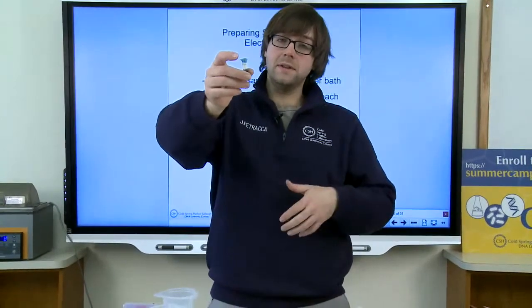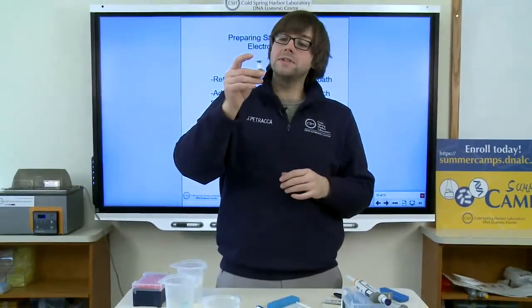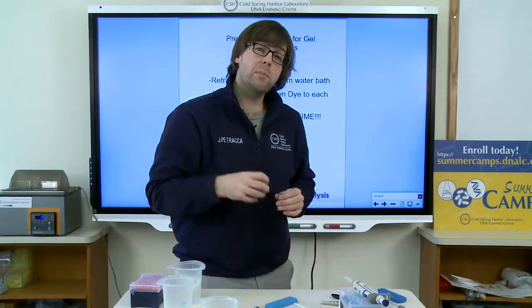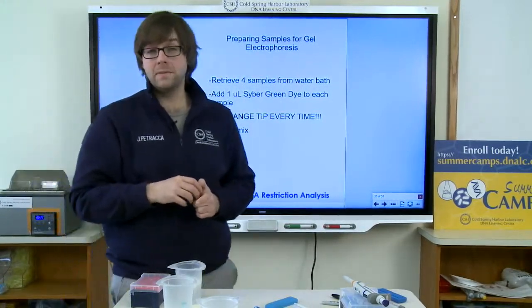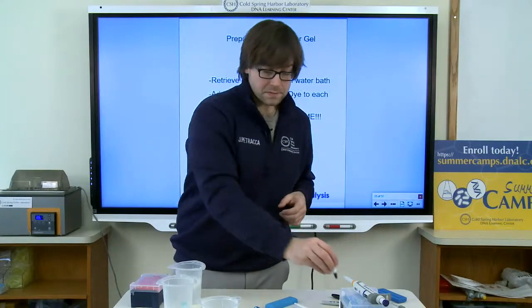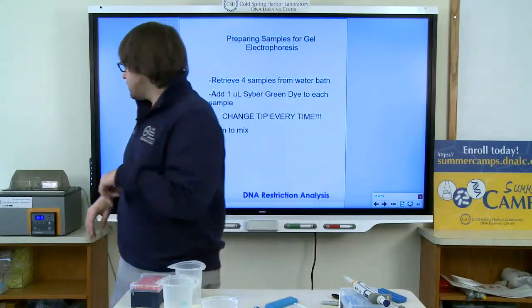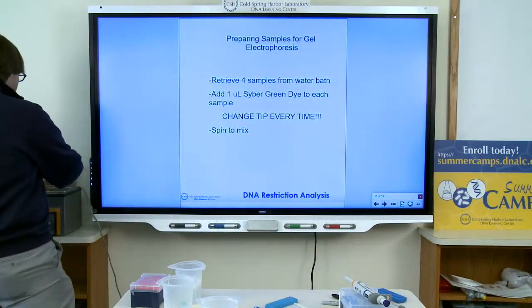SYBR Green does multiple things. It gives color to our sample so we can see it. It weighs down our sample in the gel so that the DNA doesn't float away. And it has a stain in it that will bind to the DNA and allow it to be visualized under a black light. We'll actually be able to see it fluoresce. So we're going to add 2 microliters of SYBR Green to each of our digests.